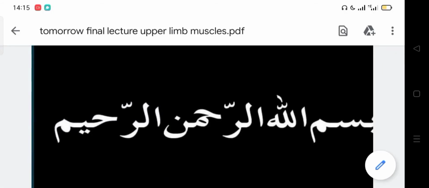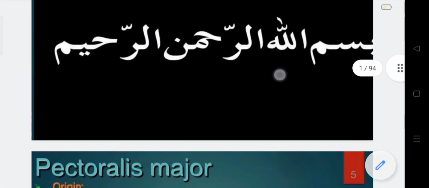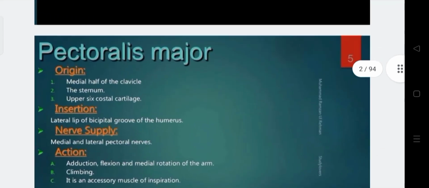Bismillahirrahmanirrahim. So we will discuss every muscle one by one. First muscle is the pectoralis major muscle. In this video, our main focus will be on the origin and the insertion of the different muscles.